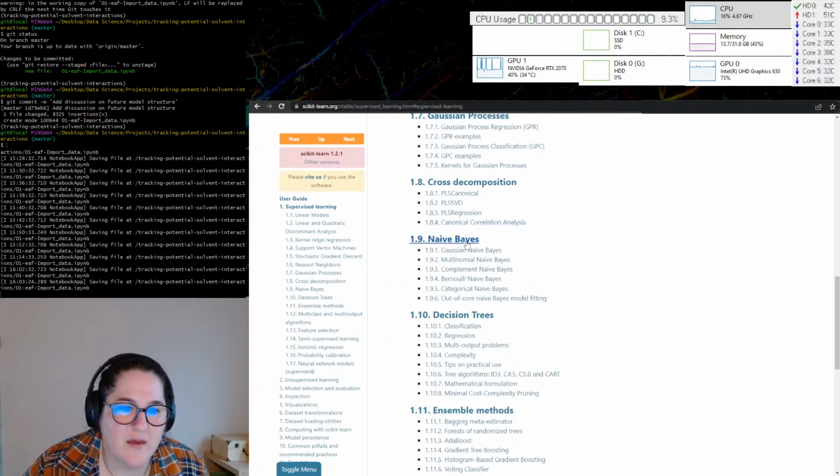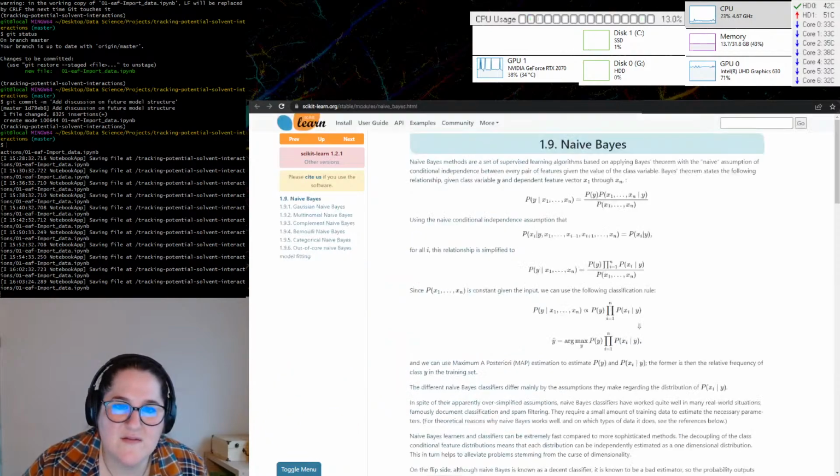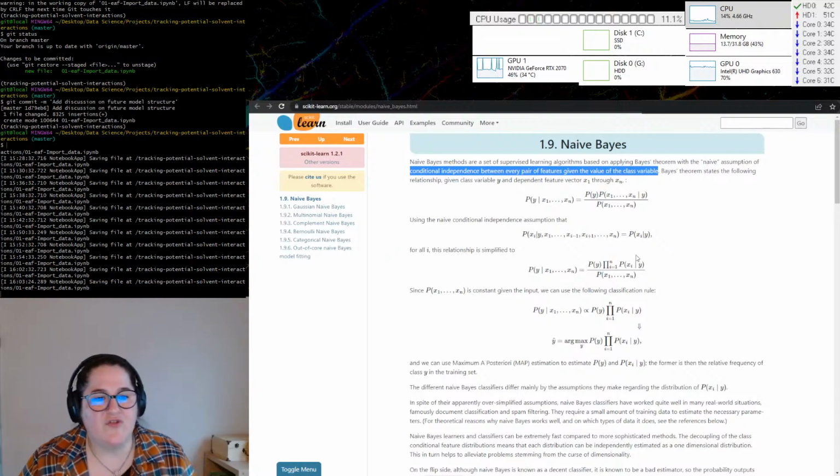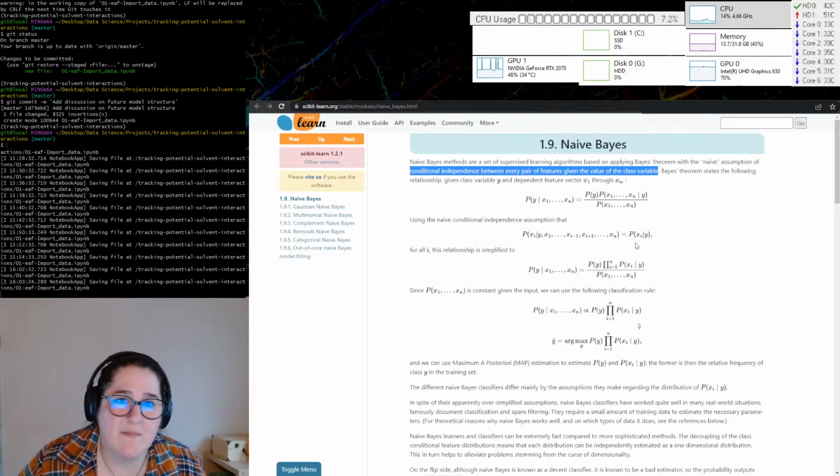Then we have the naive Bayes, based on Bayes' theorem, conditional independence between every pair of features given the class variable. Okay, so basically it's saying that our features are related. And in our case, that might actually be true. Time and temperature are not related. But if I pull in number of molecules, then they are related.